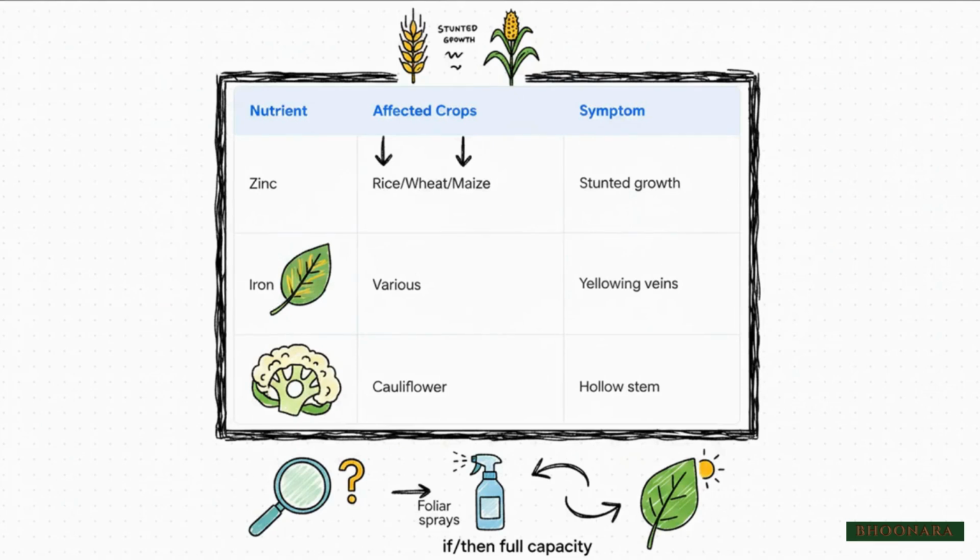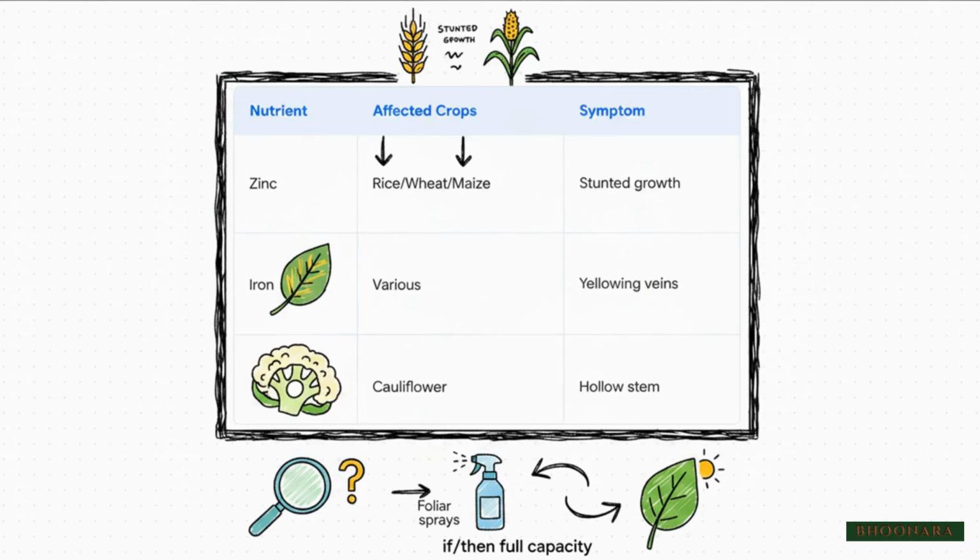Now we know intensive farming rapidly depletes trace elements. When you start spotting specific symptoms out in the field, it's time to trigger an if-then action loop. Check this out. If you see stunted growth in your wheat or maize, you might be looking at a widespread zinc deficiency. Seeing yellowing between the veins? That's likely an iron issue. Got hollow stems in your cauliflower? That points to boron. If you confirm these issues through your tissue testing, then you need to immediately apply rapid correction foliar sprays.